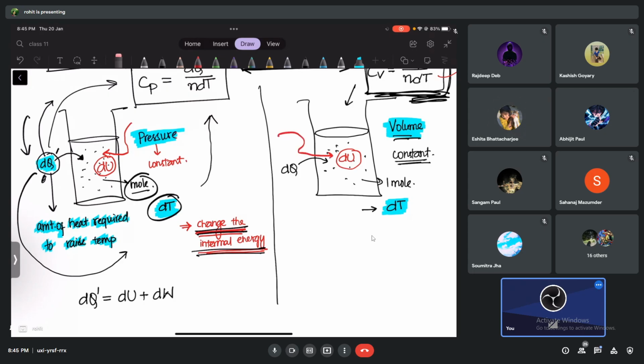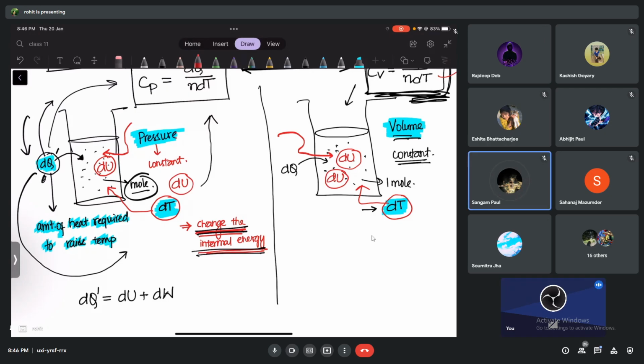Because the change of temperature is same. If you want the temperature to increase here by 1 degree, and here also you want the temperature to increase by 1 degree, that means the internal energy in both the cases should increase by different amount or same amount? Same amount. So the dU in both of them is same. That's why I'm not using dU dash. I'm just using dU directly.